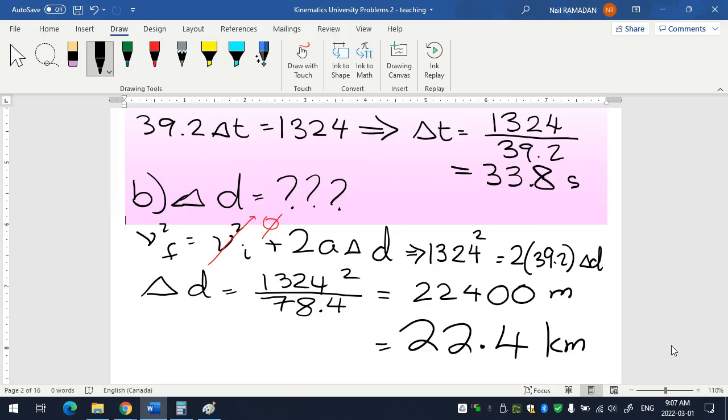Okay, so I'm hoping that the idea of doing the kinematic equations now is sinking in more and more. Just keep imagining the situation in your head. Thought experiment.